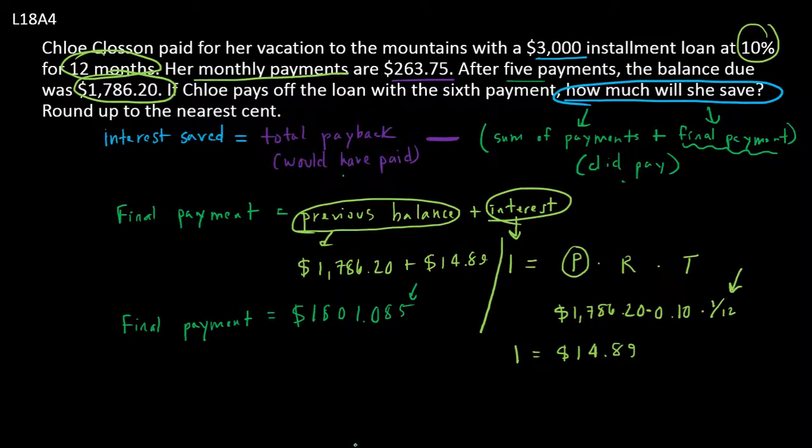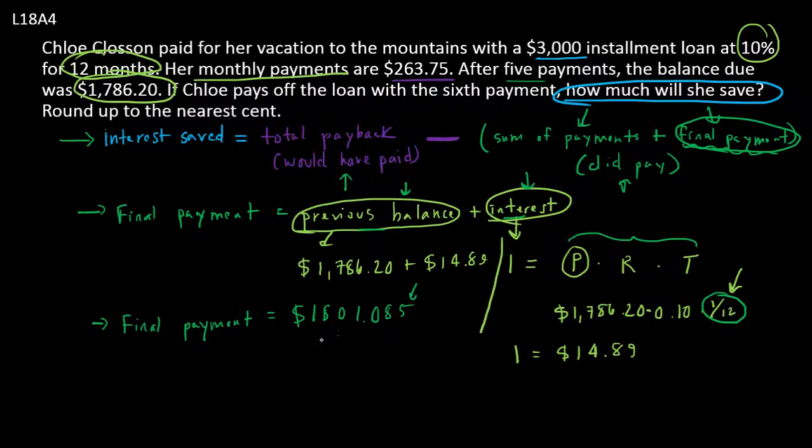Okay, so let's just take a look at what we've done so far. We know that whatever interest she saved is going to be based off taking the difference of what she would have paid versus what she did pay. Part of what she did pay includes her final payment, and I just chose to tackle that first. Her final payment is based off whatever she previously owed and any interest it's accrued. To find that interest, we did our simple interest formula, remembering that time is based on how often interest accrues on the loan, which is once a month. Once we found interest, we plugged in interest in previous balance to find a final payment of $1,801.085.